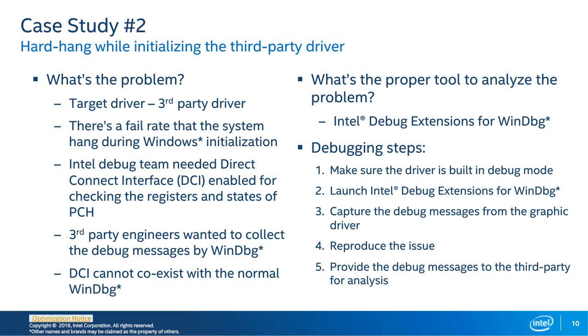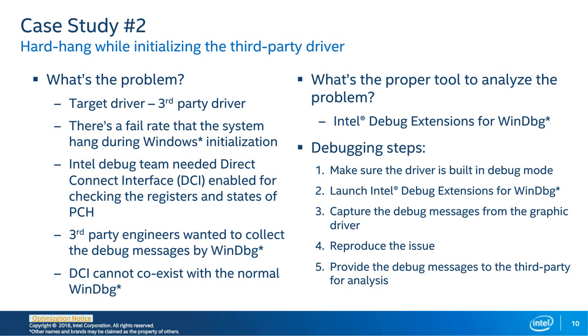Therefore, the only way to enable DCI and to debug with Windbg at the same time is using our tool, Intel Debug Extensions for Windbg. The first step, the driver needs to be built in the debug version, or there's no debug messages output from our tool. So the customer asked the third-party vendor to provide the debug mode driver and then install it onto the failed machine. The next step was running Intel Debug Extensions for Windbg on the host.